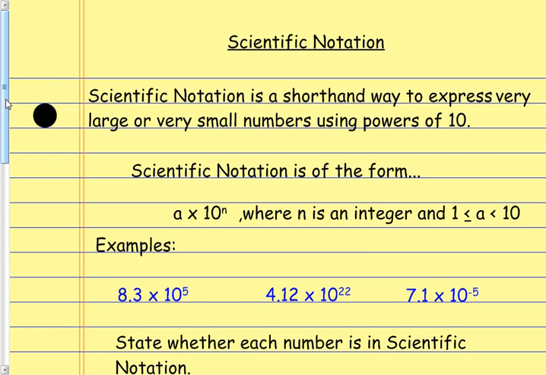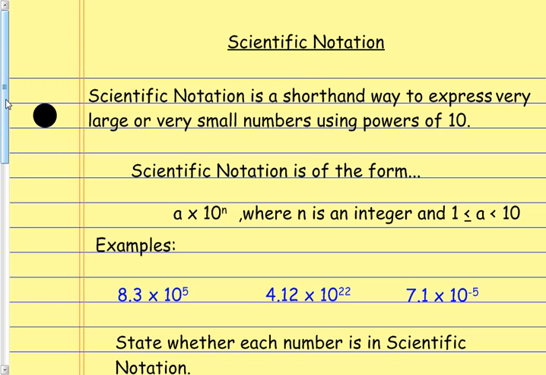Hi there, folks. Today we're looking at scientific notation. Scientific notation is just a shorthand way of expressing very large or very small numbers. And when we use scientific notation, we do that using powers of 10. So we're going to use powers of 10 to express really big or really small numbers.